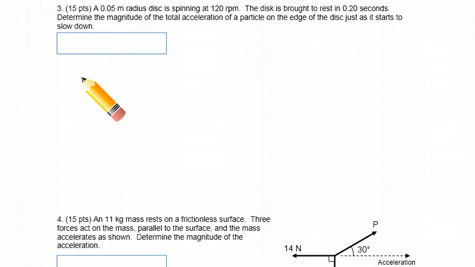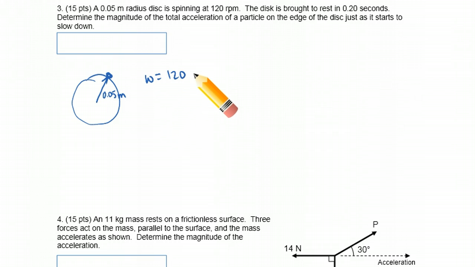Alright, let's sketch out a drawing here. So we have a disk. We're given a 0.05 meter radius. Here's our particle spinning at 120 RPM. So that's our angular velocity, 120 revolutions per minute. We'll go ahead and convert that to radians per second.